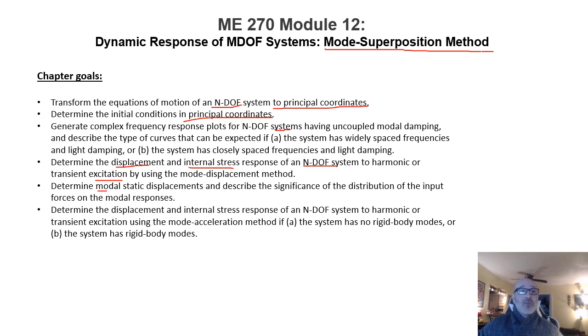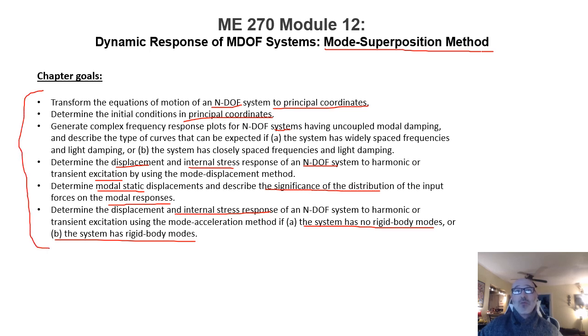We're going to take a look at the modal static displacements and describe the significance of the distribution of the input forces on the modal responses. We're going to determine the displacement and internal stress response for these systems. And we're looking at two things. For A, the system has no rigid body modes, or B, the system has rigid body modes, and compare those as well. So this is what the chapter is going to be covering from our textbook.